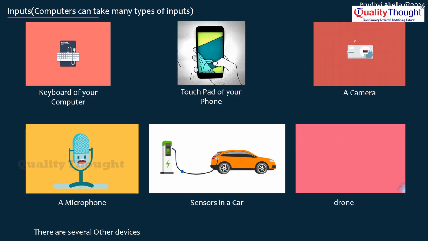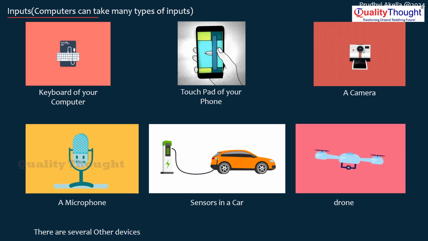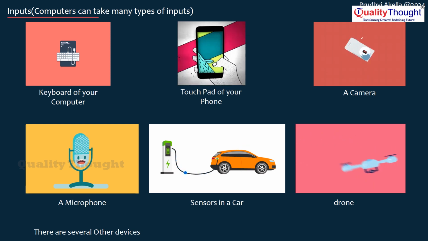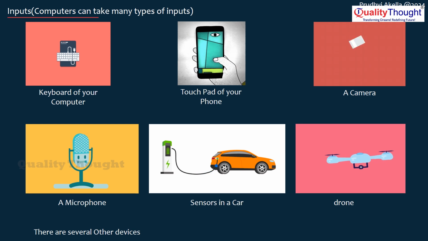If you look at the different input devices, we have several: the keyboard of a computer, the touchpad of your phone, a camera, a microphone, sensors in a car, and the drone. Of course, drones are also acting like input devices these days. There are several other devices which act as input devices to a computer.